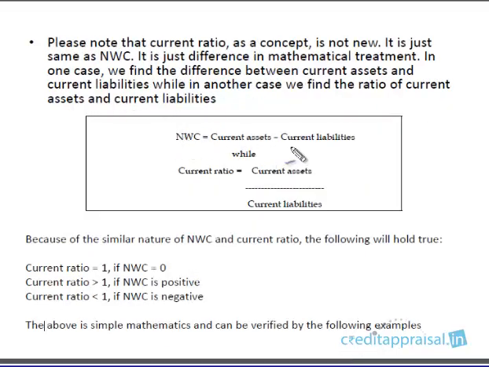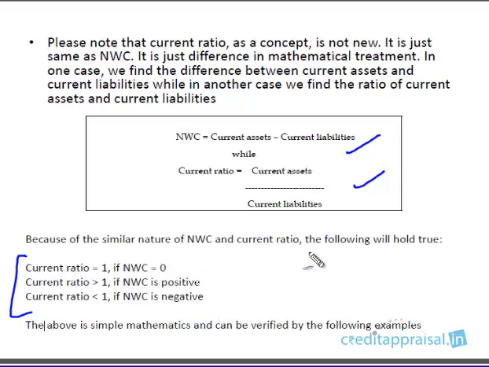NWC is current assets minus current liabilities, whereas current ratio is current assets by current liabilities. Both are tracking the same two terms. It's just the difference in the mathematical treatment. This is a difference, this is a ratio, right? Because of the similarity between NWC and current ratio, this will always hold good. So if NWC is 0, current ratio will be 1, right?